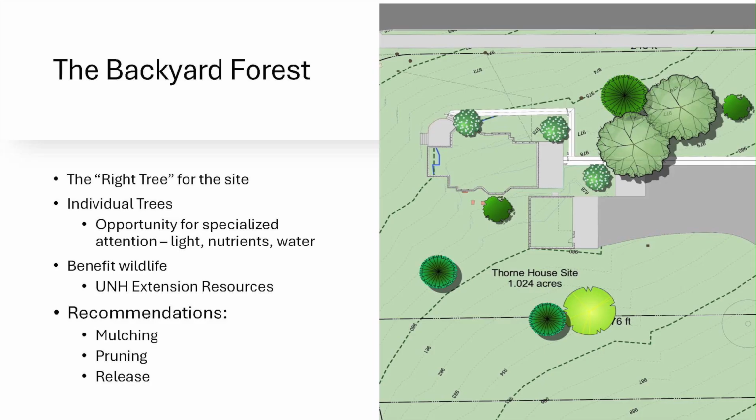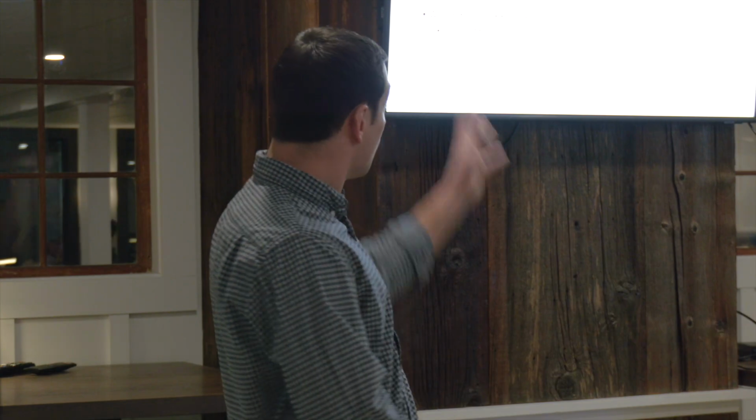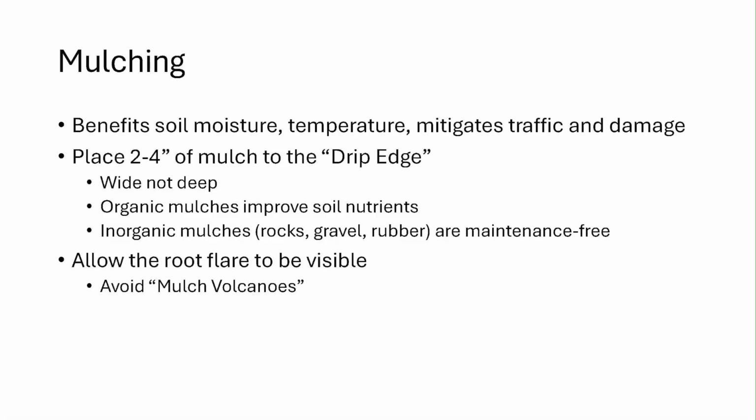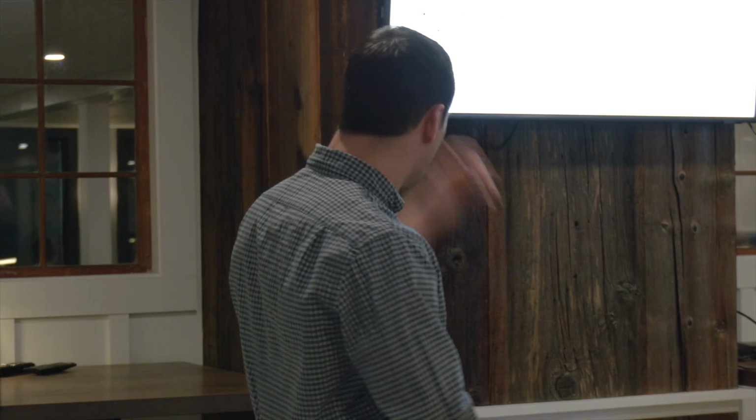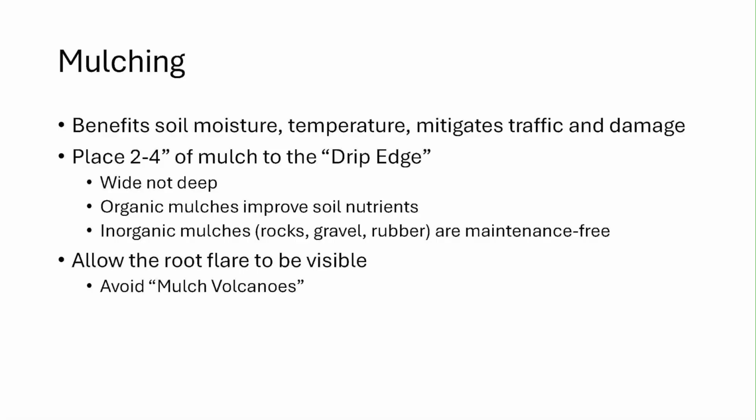When we're talking about the backyard forest, there's three recommendations that I want to share with you. It's just basic mulching, basic pruning, and some opportunities for release of those trees that you're leaving on site. When you think about mulching plants, it helps to benefit the available soil moisture. It regulates temperature in the summer and in the colder months, and it can mitigate some of that traffic and damage. If we mow our lawn and then run the string trimmer around the base of the tree, every time you're hitting the bole of the tree with the weed eater, you could be damaging the bark and eventually girdling or causing extra stress on the tree. So putting some mulch around the edge helps mitigate that damage.